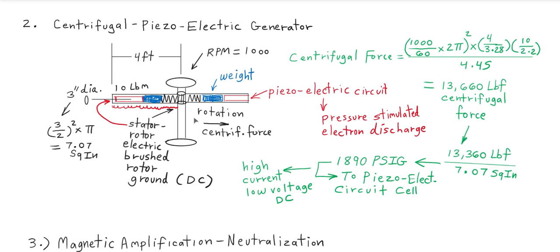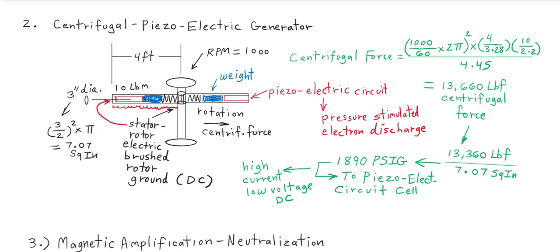There's other ways to consider, but the main point is that we could derive an electrical power source from pressure stimulated electron discharge, i.e. piezoelectric circuit, and then derive that from centrifugal force. So that's something to consider. This has been placed into drawings before. It's nothing new under the sun, so it's often forgotten about, so I thought I'd bring this one up here.